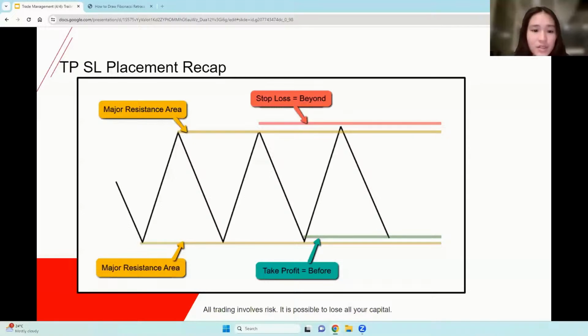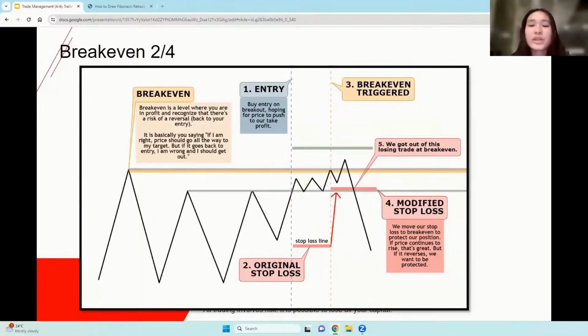Next we're going to look at break even. Break even is basically a level at which you are in profit and recognize that there is a risk of reversal. It's you saying that if you are right, then price should go all the way to your target. But if it goes back to your entry, then you are wrong and you should get out.